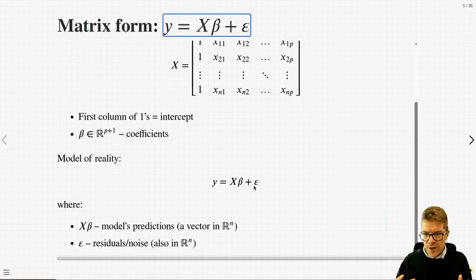And there's always some noise in the real world. I think we talked about this in a lot of the earlier modules. The world generates noise. That kind of constant noise is called epsilon here. So again, X times beta is going to be the model's predictions, and then we're always going to have a certain amount of error. This is what we call residuals or noise.